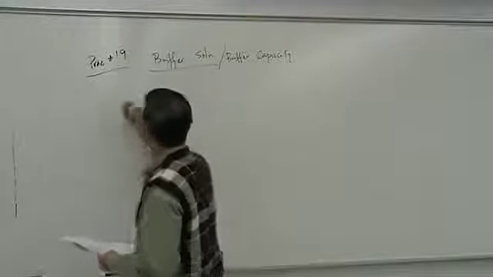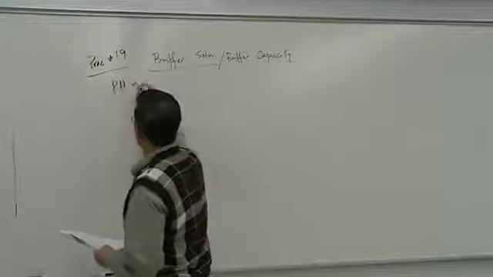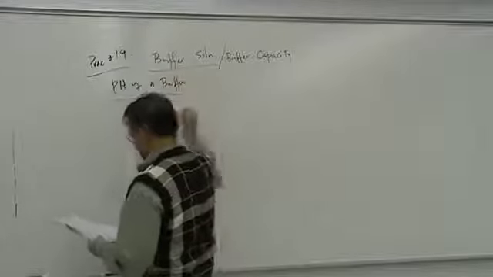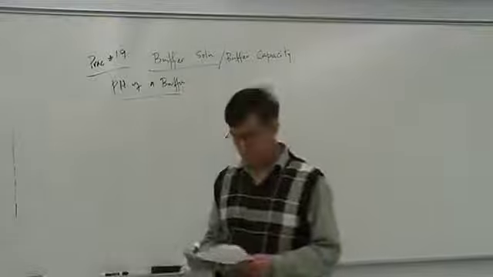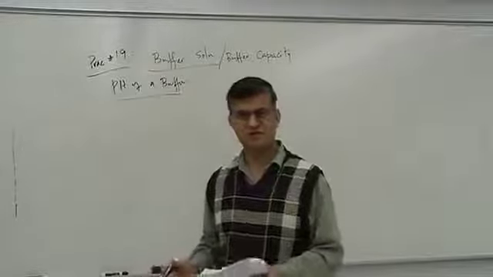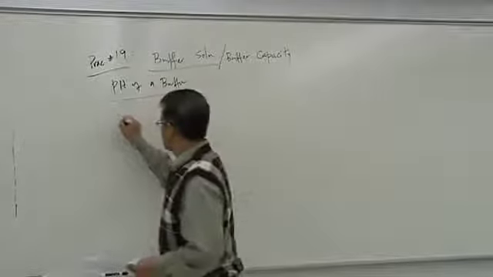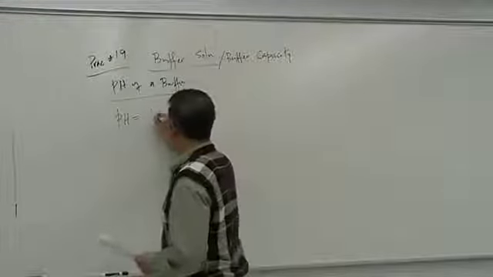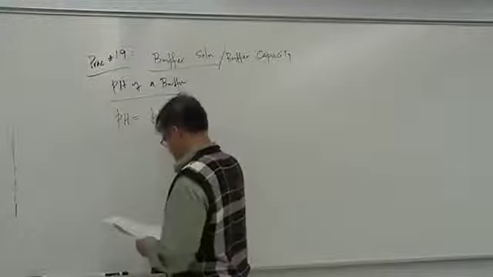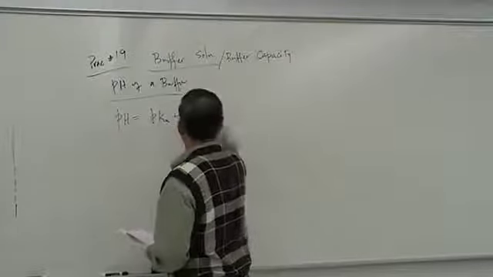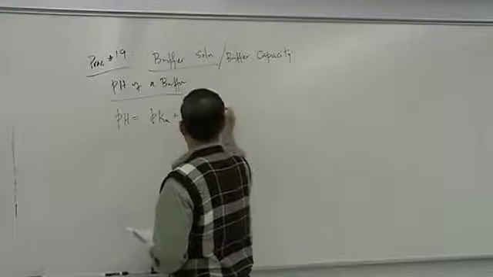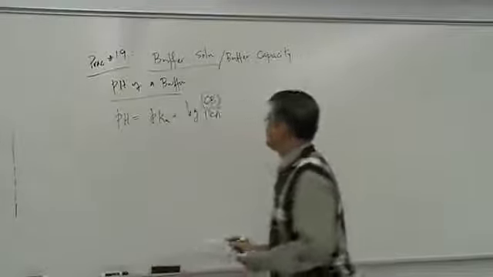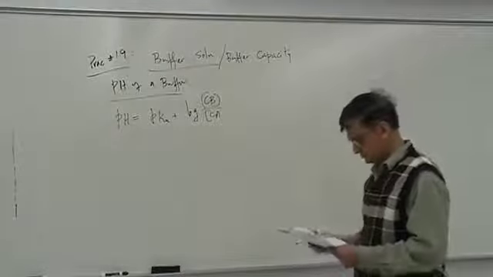Now this is pH of a buffer. You save your time if you know the Henderson-Hasselbalch equation. So the Henderson-Hasselbalch equation is this one: pH equals pKa plus log of conjugate base over conjugate acid. So that's the pH of a buffer solution.